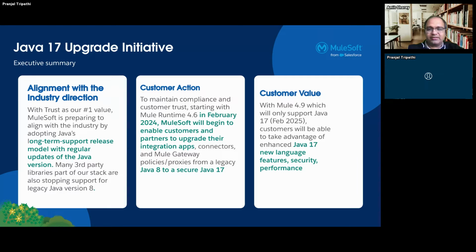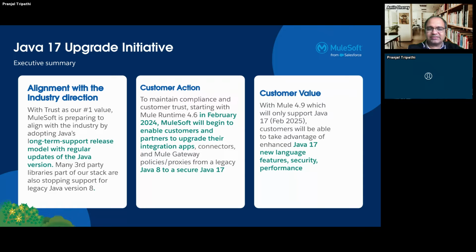So we are going through this Java 17 upgrade to align with the industry. Today Java has a long-term support model, the LTS model, where they regularly update the Java version and drop support for old versions. Many third-party libraries are also stopping support for Java 8. That's why we are moving towards Java 17.